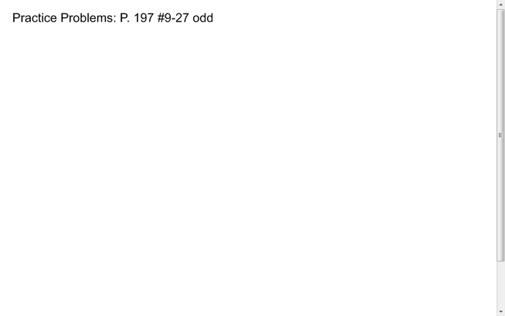Practice problems for this section, page 197, 9 to 27 odd.